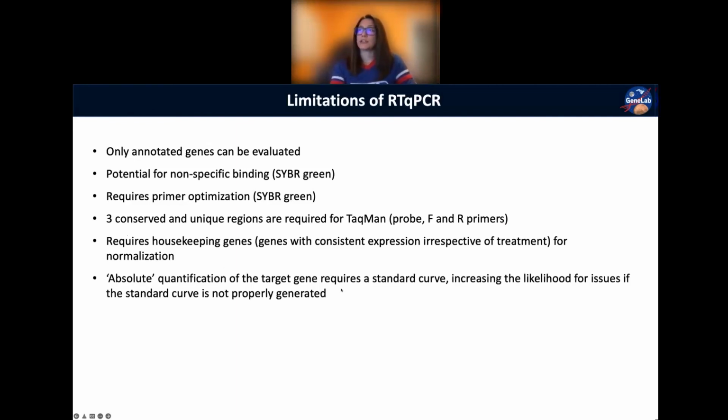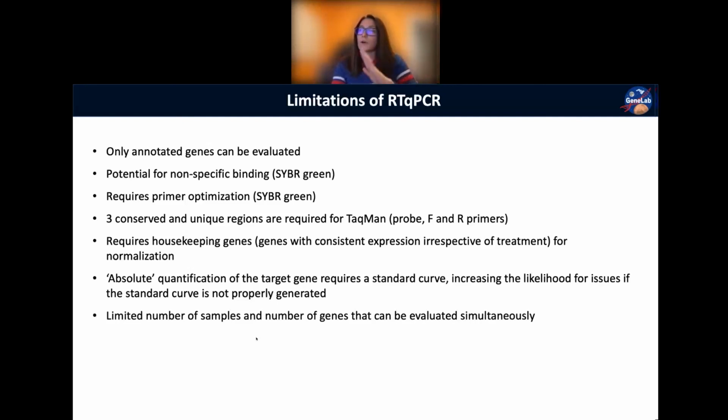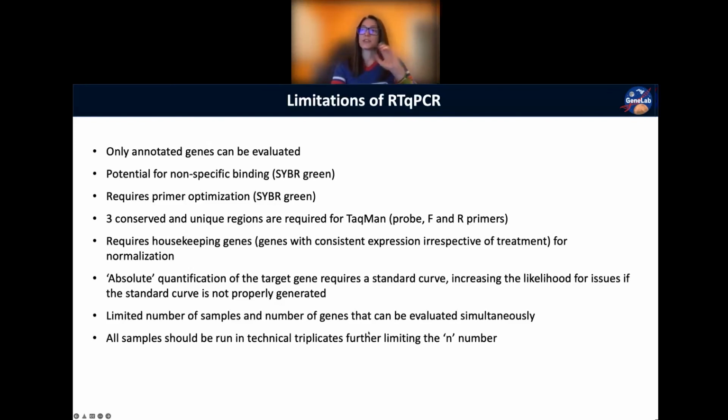Absolute quantification of the target gene requires a standard curve, as I just talked about, which could increase the likelihood for issues if the standard curve is not properly generated. It's limited in the number of samples and number of genes that can be evaluated simultaneously. I've done this in as many as a 384-well plate without a multi-channel pipetter, which was an absolute nightmare. So it is limited in the number of samples and genes that you can evaluate at the same time, and also you have to run them in triplicates to make sure that you are confident in the signal you're receiving from your samples, which further limits the N number that you can evaluate at the same time.